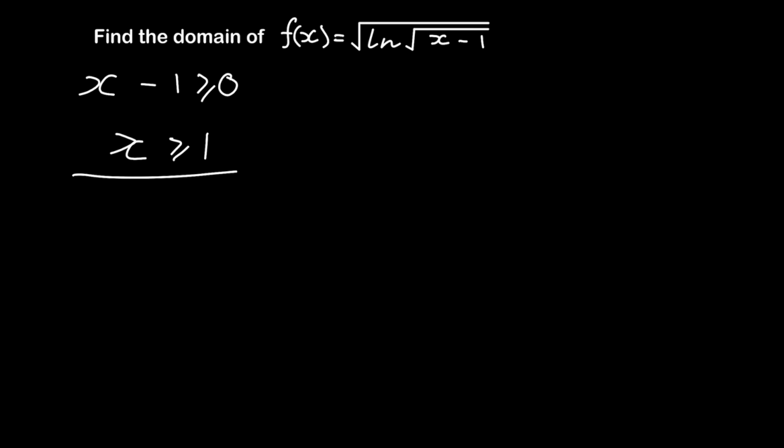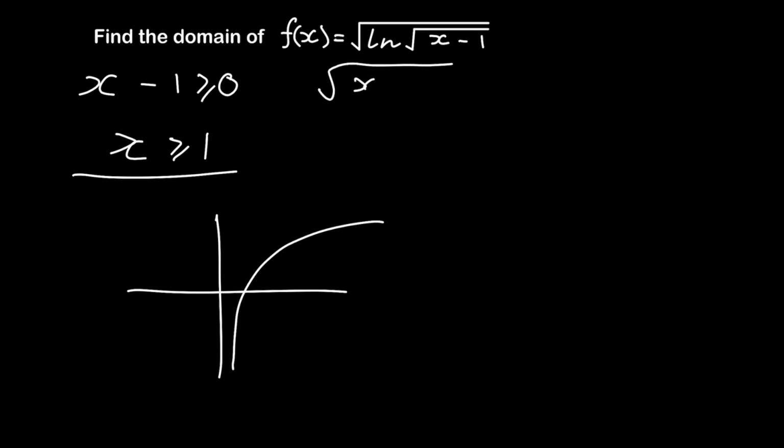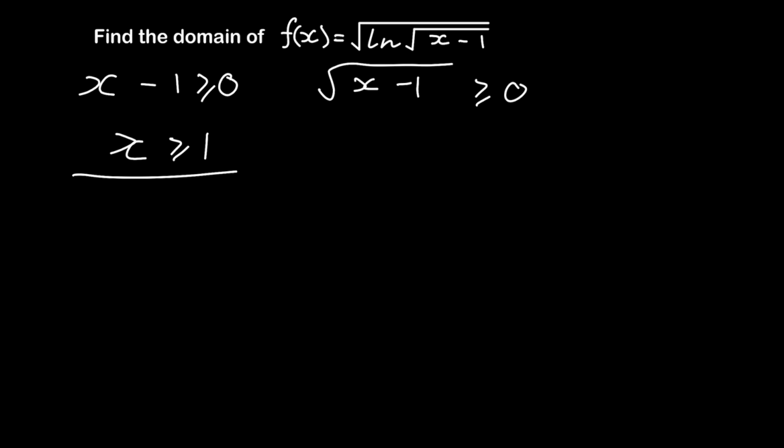So now we go one step out, past this radical here, and we have a log function. Because the natural log function's domain is greater than 0, this here, the root of x minus 1, which is what's inside the natural log, has to be greater than 0 too. So then we have x minus 1 being greater than or equal to 0, because if we square both sides, 0 squared is still 0. So x then has to be greater than or equal to 1.